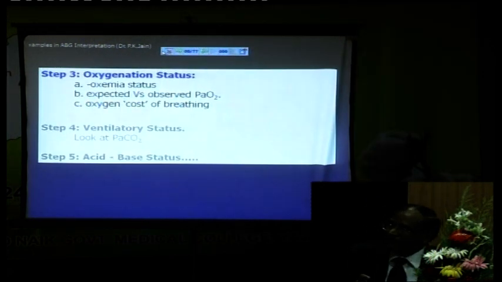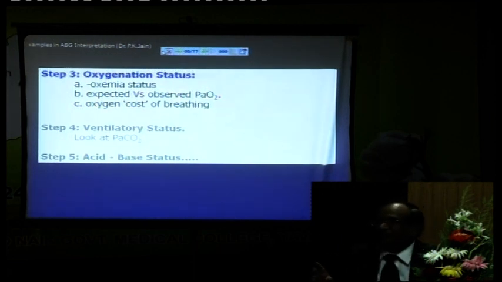Having got the blood gas report, you must analyze how is the oxygenation status, how is the ventilation status, and how is the acid base status. Oxygenation status, you look at a few things. One is whether he's on 100% oxygen or 50% or room air, on ventilator, off ventilator. First thing as a clinician: is he able to maintain PO2 between 60 to 100? If he's able to do that, you know that you don't have an emergency on hand.